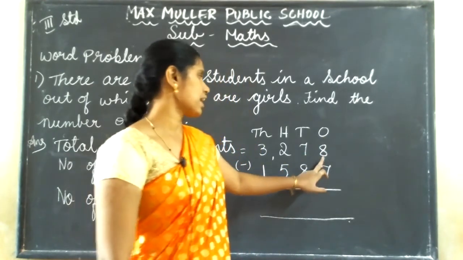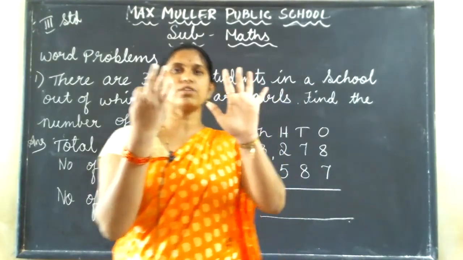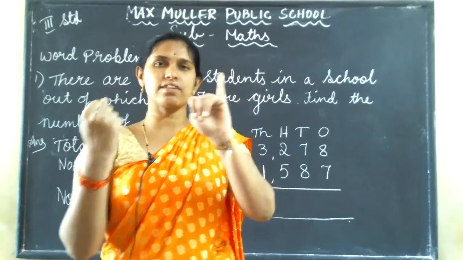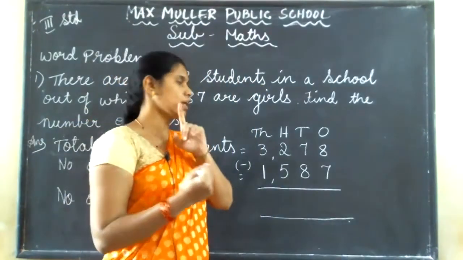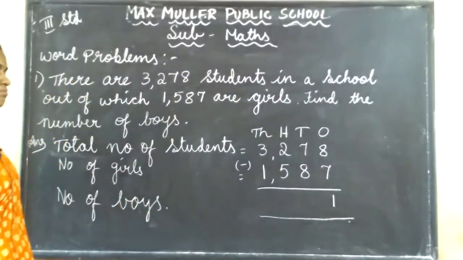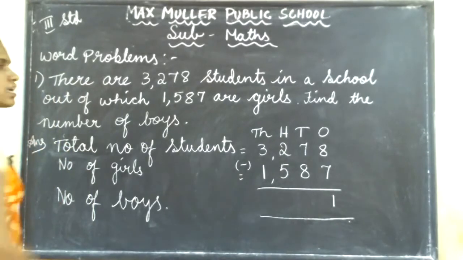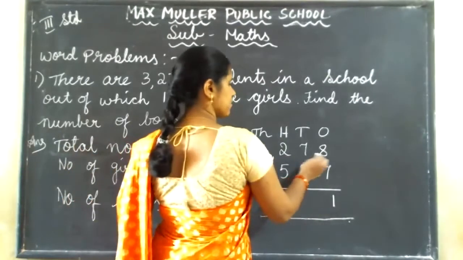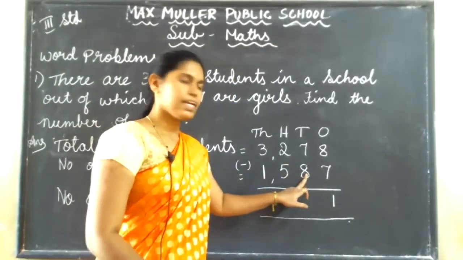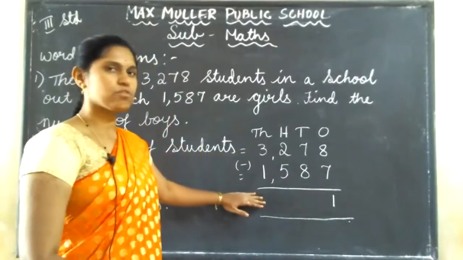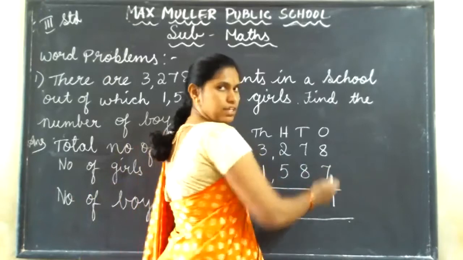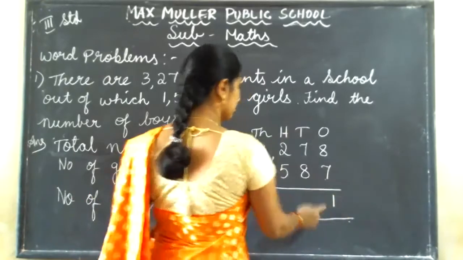8 minus 7. From 8 you have to minus 7: 1, 2, 3, 4, 5, 6, 7. So how much is remaining? Only 1 is remaining. So write in the ones place. Understood all of you? Total number of students are 3,278. Number of girls are 1,587. You are writing one below the other and you are subtracting. From 8, if you minus 7, you will get 1. So write down 1.